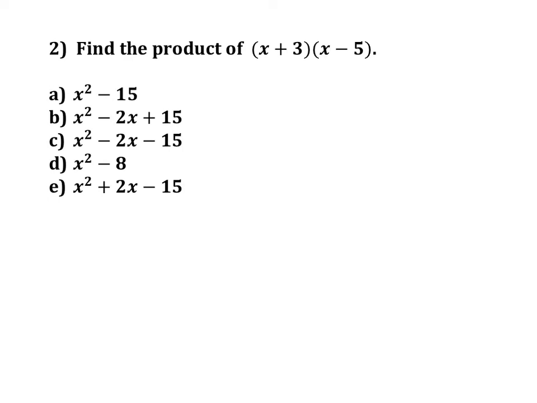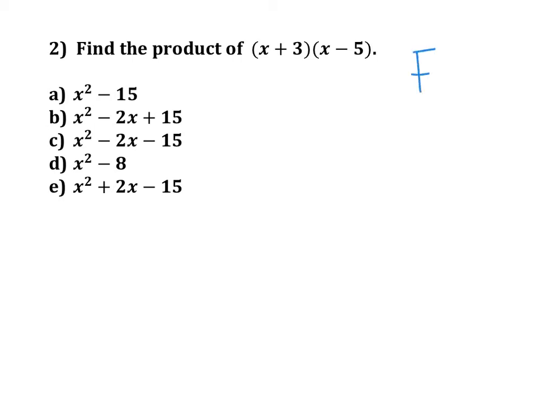Here's your second problem. Pause now. You'll notice in this one that the two sets of parentheses are squished together, which means that we're multiplying them. A binomial times a binomial, we use the FOIL method or double distribute, just depending on how you've heard it before. It all means the same thing.